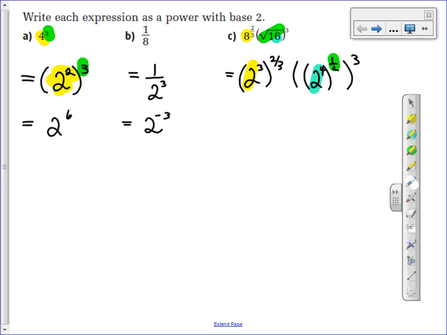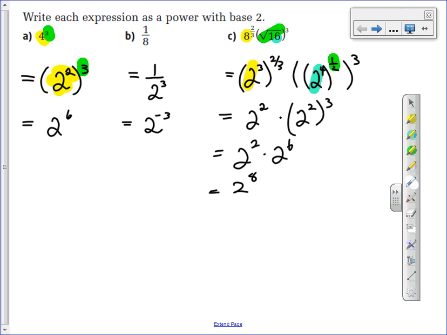So when I start simplifying powers, multiplying them together, 2 cubed to the power 2/3 becomes 2 squared. Think about that. 2 to the power 4 to the 1/2 becomes 2 squared, and still to the power 3. So now I get 2 squared times 2 to the 6, and now same base, I add exponents. The answer would be 2 to the power 8.